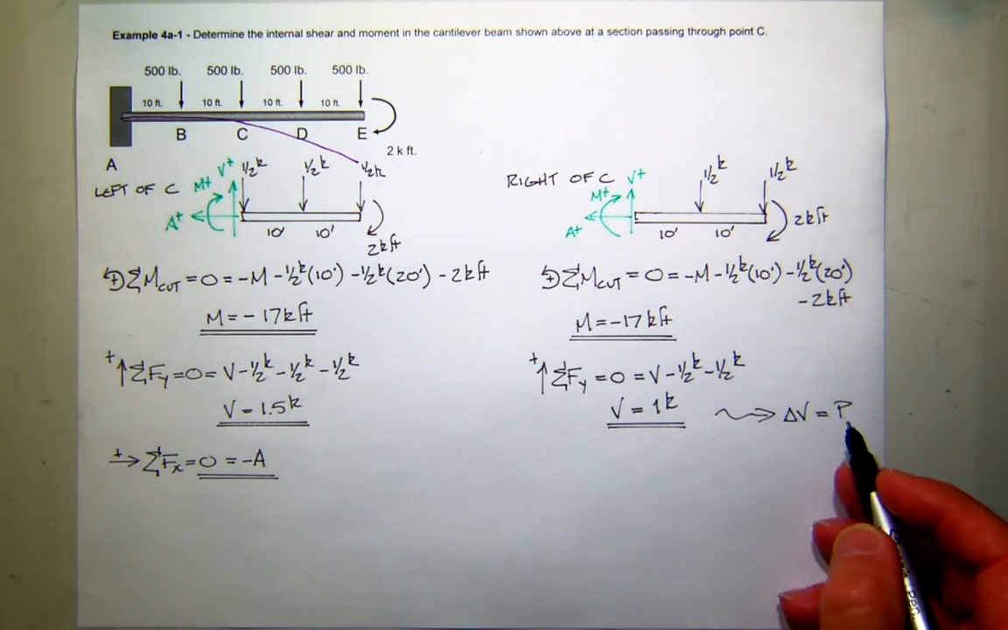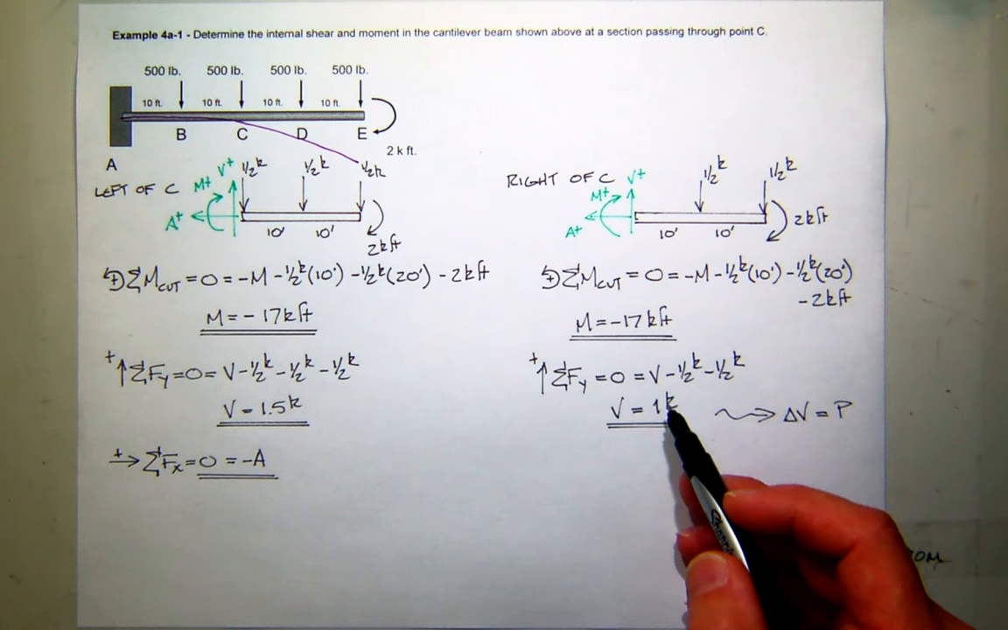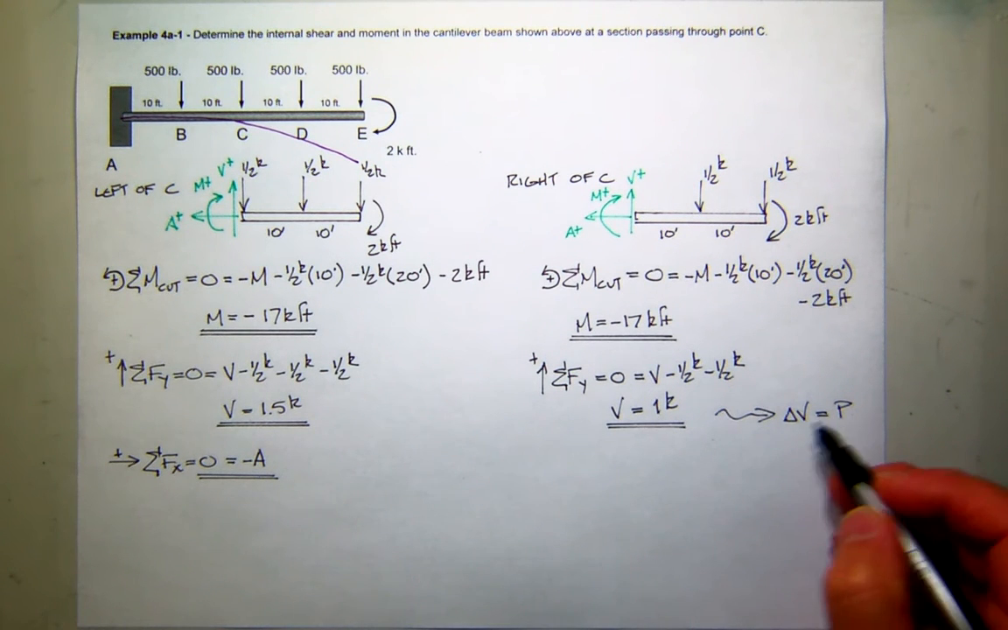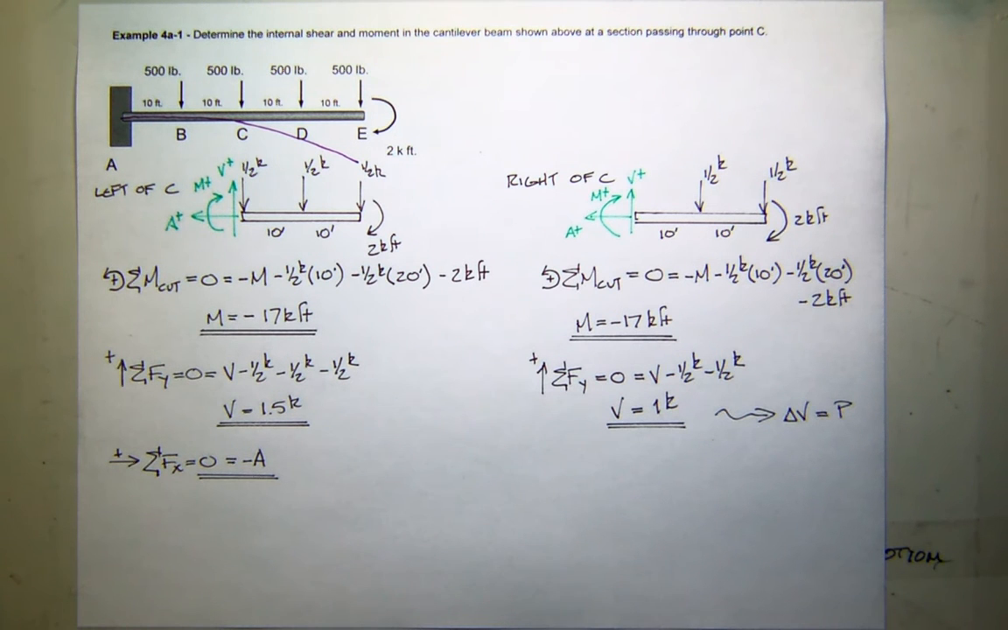So if the change in shear is P, and P is negative, you can see the shear dropped by that amount. It went down. So this is not committed to memory. I'm observing it from our results. But later, not today, but Tuesday, I'll show you mathematically that that's true. Let's just finish it up.